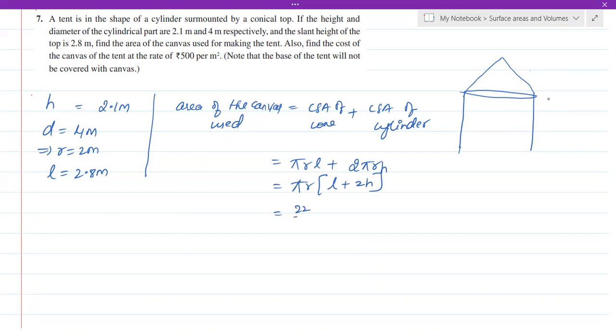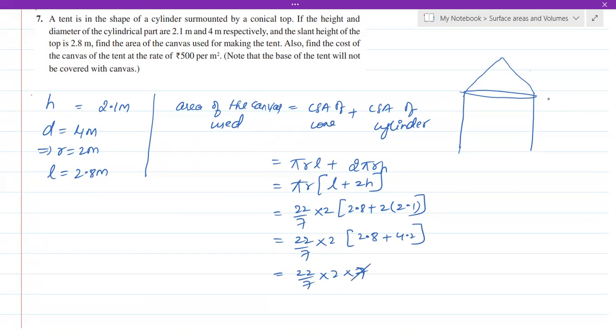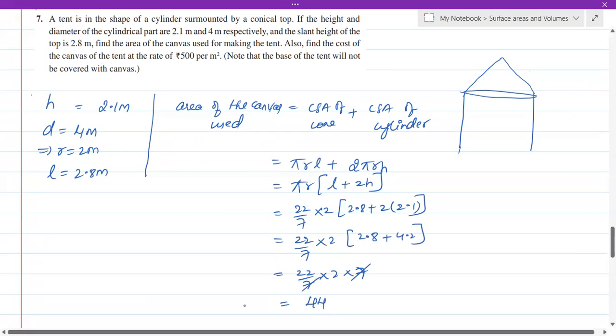The pi value is 22/7. r is given as 2. L is the slant height, which is 2.8, plus 2 into h, and h is the height of the cylinder, which is 2.1. So let's simplify this. 22/7 into 2.8 plus 2 into 2.1 is 4.2. So 4.2 plus 2.8 is 7 actually. So 22/7 into 2 into 7. The 7 gets cancelled. Therefore, the area will be 22 into 2, which is 44 meter square.